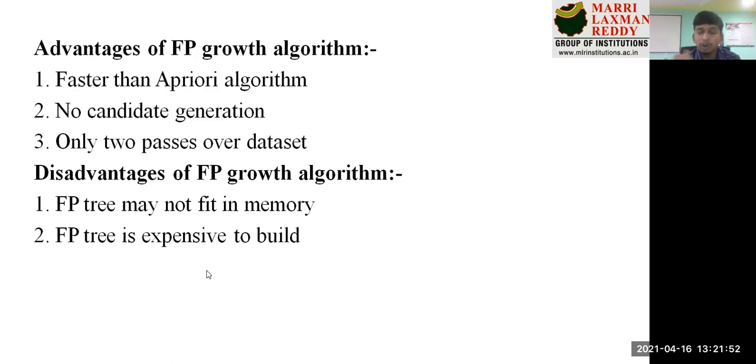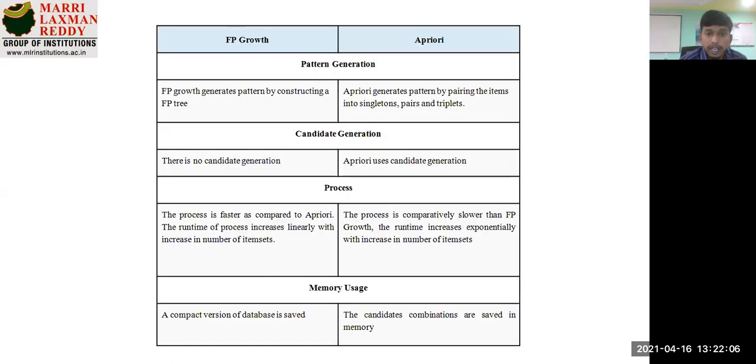But there are some drawbacks of FP growth. That is, it takes a lot of memory because if you want to construct the FP tree, you need to have a lot of memory, and it is considered an expensive algorithm. And comparatively, between FP growth and Apriori, FP growth is considered a better approach than Apriori due to many reasons. One is it doesn't require candidate key generation. Another thing is the process of FP growth is faster compared to Apriori. Apriori is a bit slower compared to FP growth.